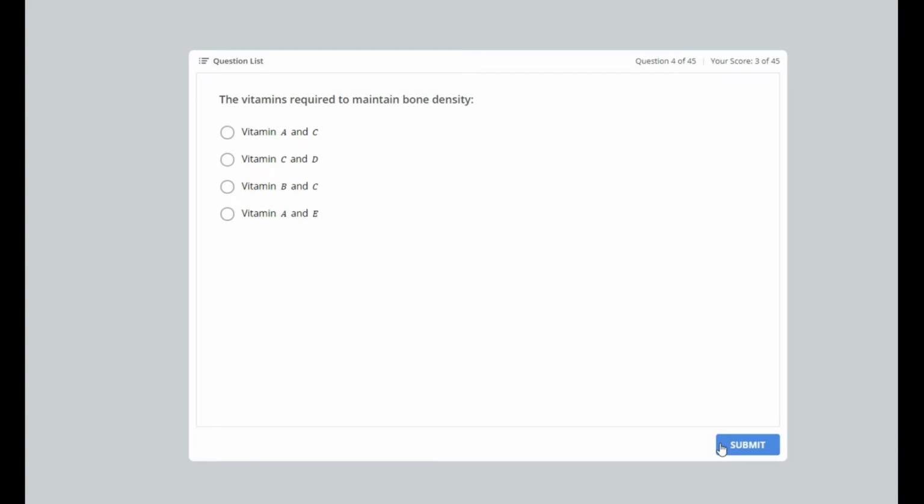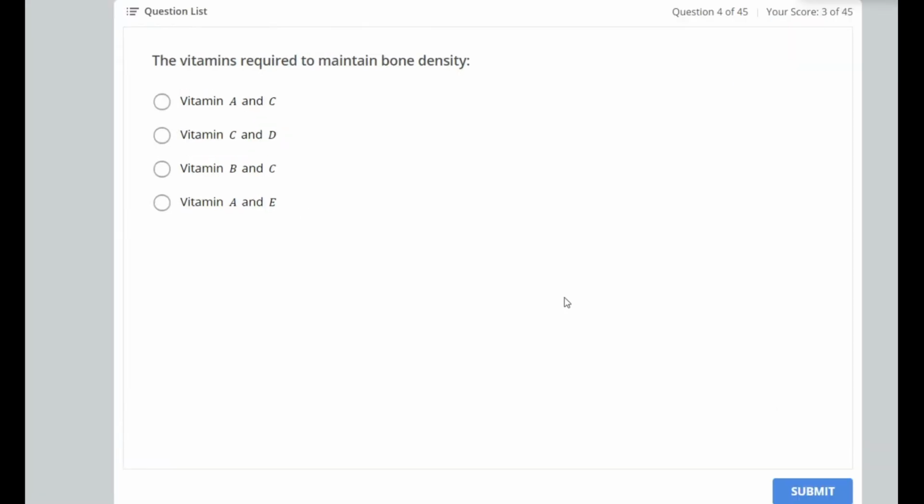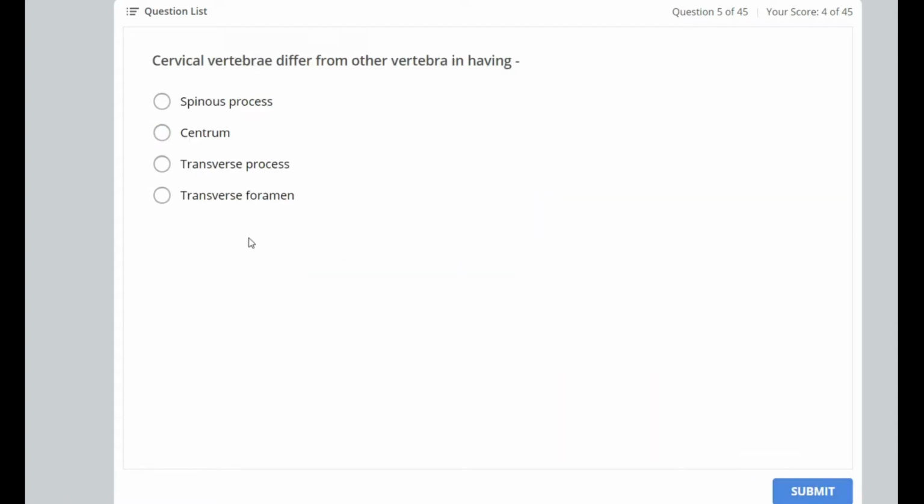Fourth question, the vitamins required to maintain bone density. Vitamin A and C, vitamin C and D, vitamin B and C, vitamin A and E. Which is the right answer? Option B, vitamin C and D is the right answer. Fifth question, cervical vertebrae differ from other vertebrae in having spinous process, centrum, transverse process, transverse foramen. Which is the right one? Option D, transverse foramen is the right answer.